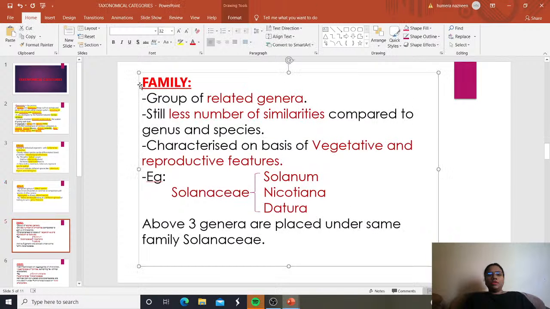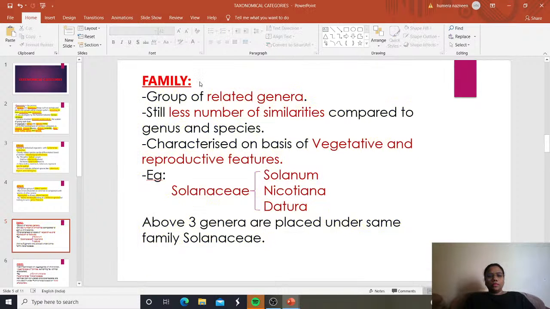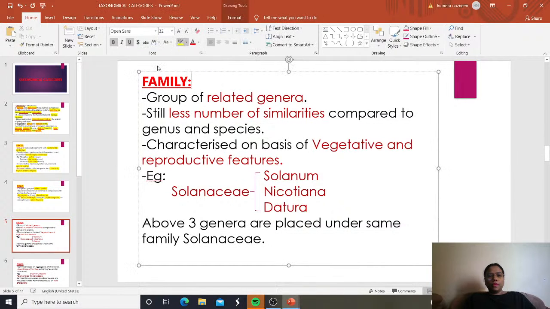Species is the lowermost. Then above species we have genus. Then we have family. Yes, above genus we have family. Now what is family? Family is a group of related genera. That is how we said that genus is the group of related species. Similarly, family is a group of related genera.